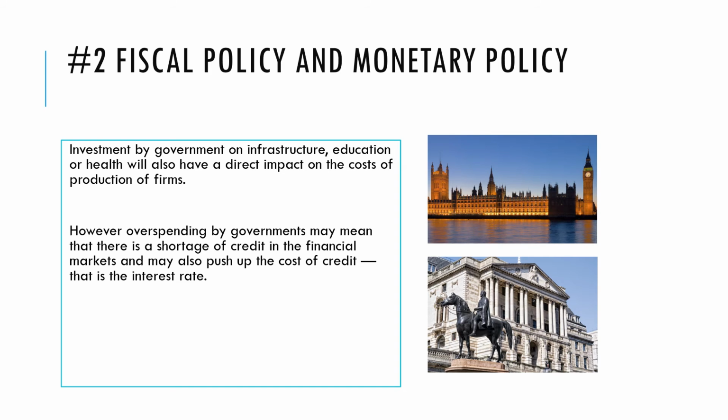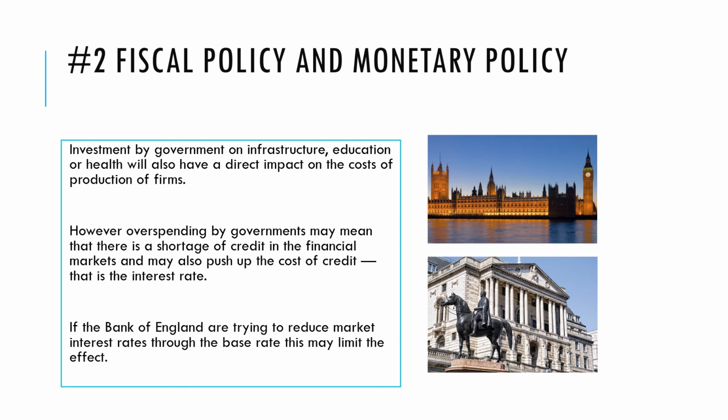So the situation here is that because the government is borrowing so much to do its expansionary fiscal policy, an effect of that is actually that the interest rates that banks are using to charge businesses to borrow money are also rising. Now, if the Bank of England are trying to reduce market interest rates to have an expansionary monetary policy, they might find this difficult if actually interest rates are going up because the government are crowding out the private sector.